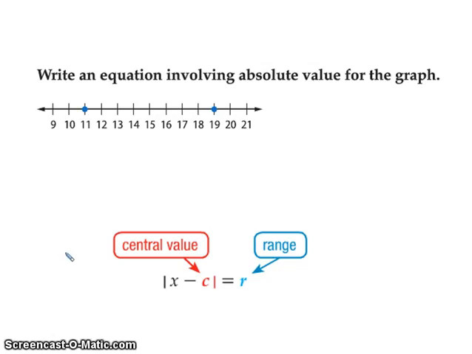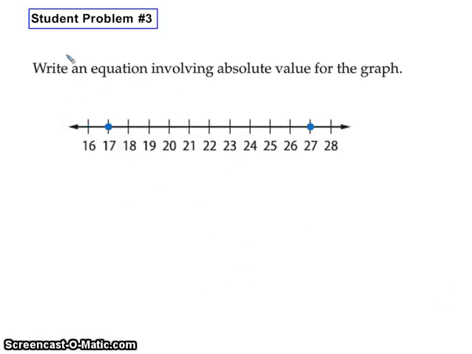We can also apply this to abstract situations, and we have 11 and 19. So what's the central value? What's the middle of those two numbers? And that would be 15. So we have the absolute value of x minus 15 is equal to how many units from 15 is 19? Well, that is 4 units, and it's also 4 units here. So your last challenge is to write an equation involving absolute value for this particular graph.